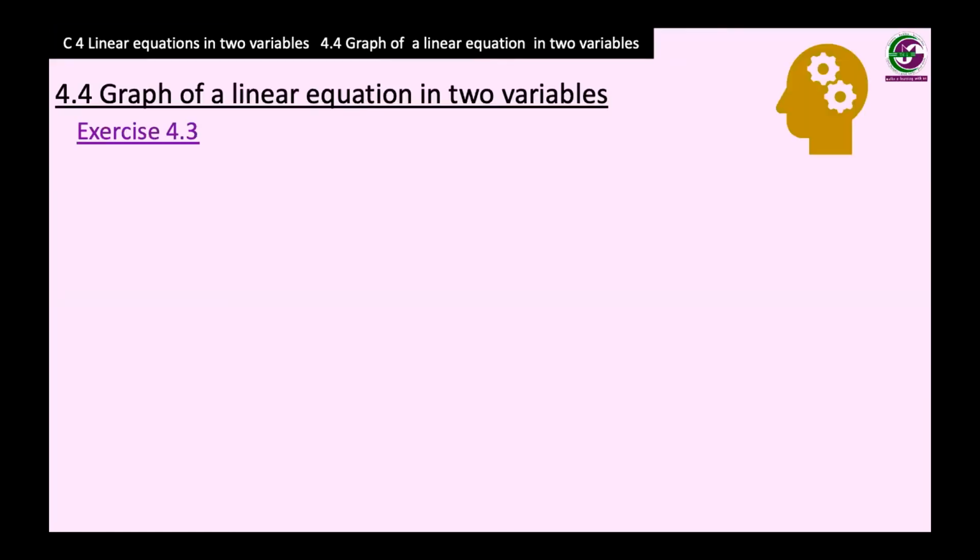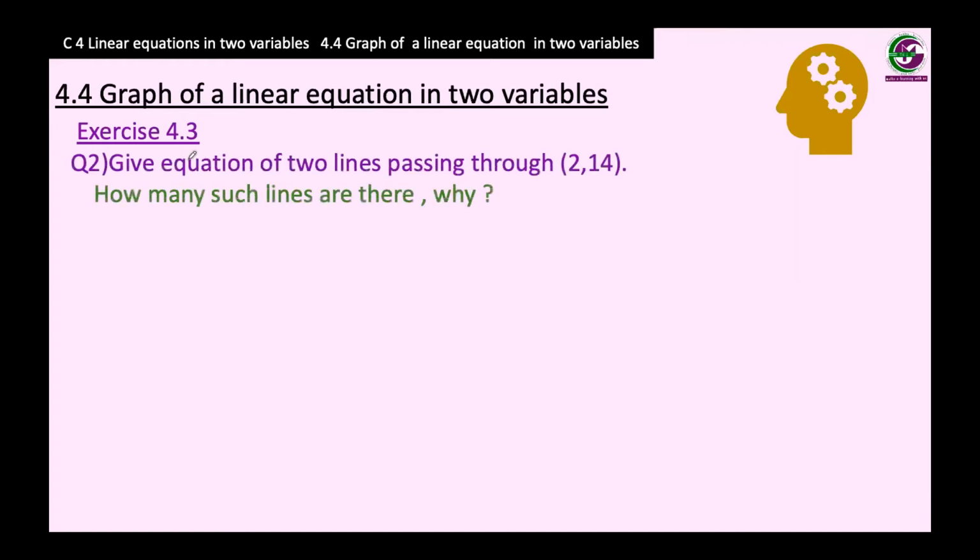Let's continue with the lesson graph of a linear equation in two variables. Exercise 4.3, question 2. If you haven't completed question 1, please refer to period 20. The current one is period 21. The previous details are in period 20 with the same title. Okay, so let's continue. Give equations of two lines passing through (2, 14).